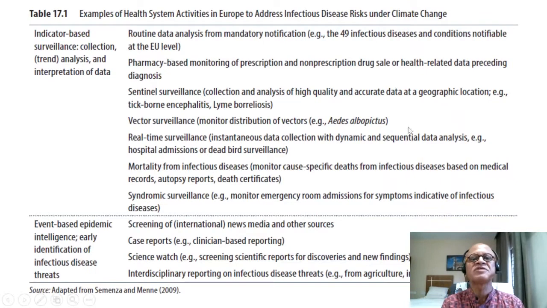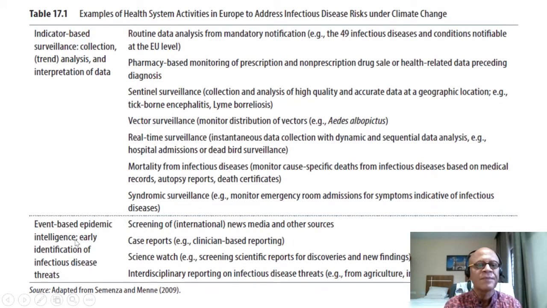Here are some examples of health system activities in Europe to address infectious disease risks under climate change. So there are indicator-based surveillance, collection of trend analysis and interpretation of data. So routine data analysis, pharmacy-based monitoring, sentinel surveillance that we talked about, vector surveillance, real-time surveillance, mortality from infectious diseases, syndromic surveillance that we talked about. So that includes monitoring emergency room admissions for symptoms indicative of infectious diseases.